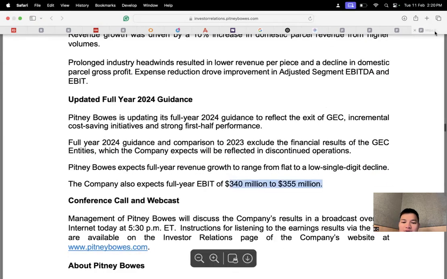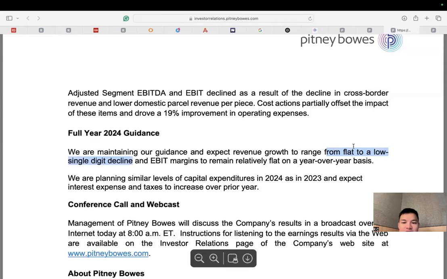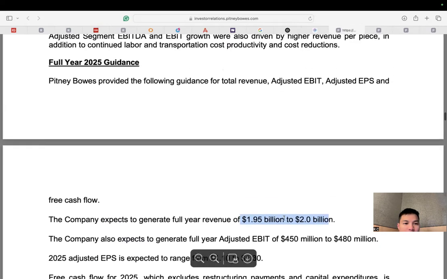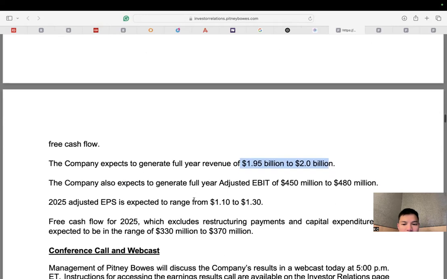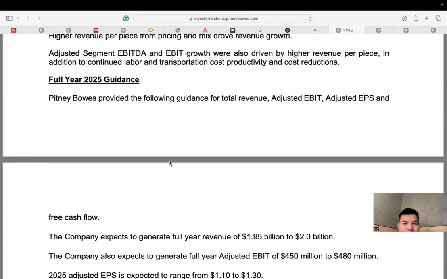We don't really have that. So let's list this. Flat to low single digit decline, either zero or minus. This one, flat to low single digit decline, either zero or minus. Decline to a low single digit. And then now they actually expect, where's the percentage?